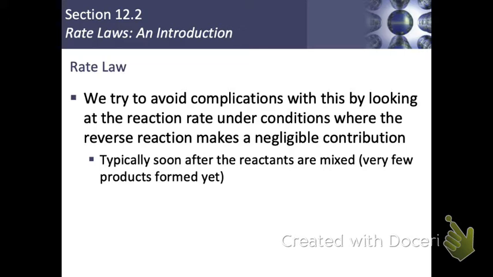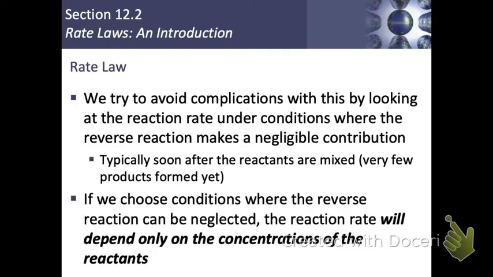So that's the goal, right? We study reaction rates at the very beginning of a reaction so that the products reforming has a negligible contribution. Does that kind of make sense? Okay. So if we choose conditions where the reverse reaction is negligible, the reaction rate will depend only on the concentrations of the reactants. If we let reactions go too far, concentrations start depending on both the products and reactants. But if we study them early in the reaction, they're only going to depend on the concentrations of the reactants, which is what we want.